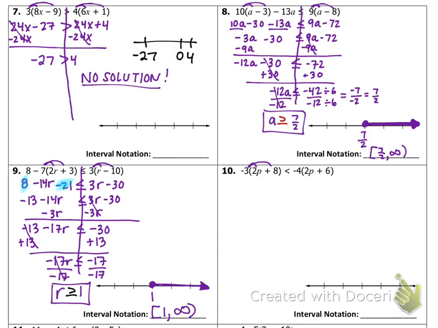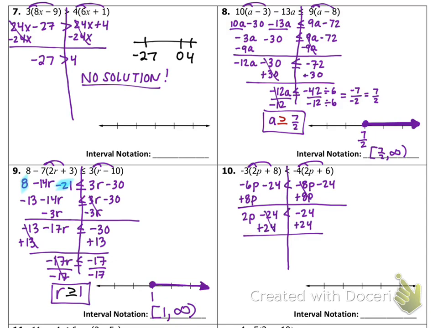Okay, now number 10, distribute again. So negative 6p minus 24, negative 8p minus 24. So we're going to add 8p to both sides because we want to get the variable on the left-hand side. So we have 2p minus 24 is less than negative 24. Then we're going to add 24 to both sides.